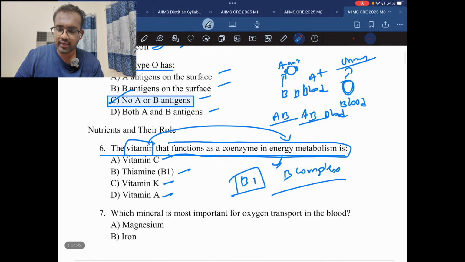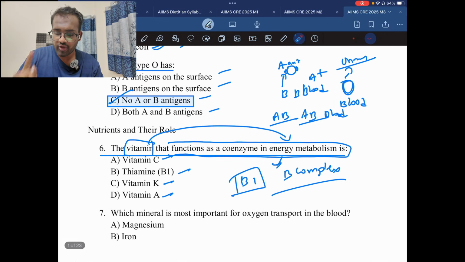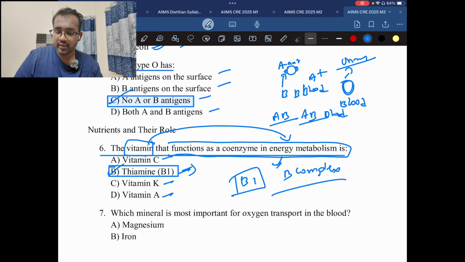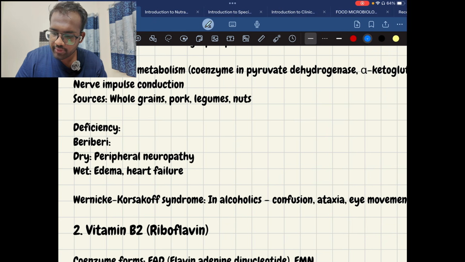For energy metabolism, always remember there is one major nutrient called vitamin B1, which is helpful in energy production. So the answer will be B, vitamin B1. Always remember, there can be a deficiency of B1 due to alcoholism. I mentioned it here.